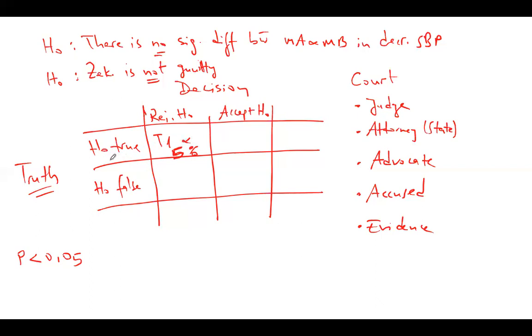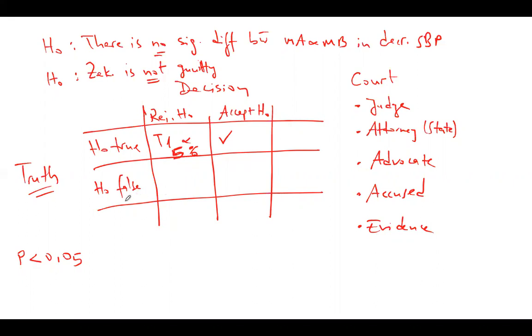If the reality is I didn't do it, I am innocent, and you accept H null. You are the judge. You accept H null. This is a correct decision. I make a check mark. Correct decision. And congratulations, you did it correct. Of course, if you calculate the percentages, this will be 95%, and total is 100%.